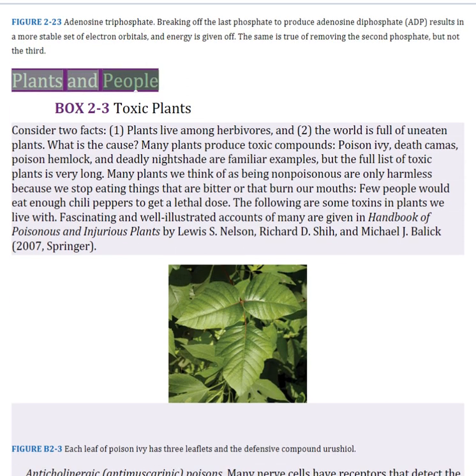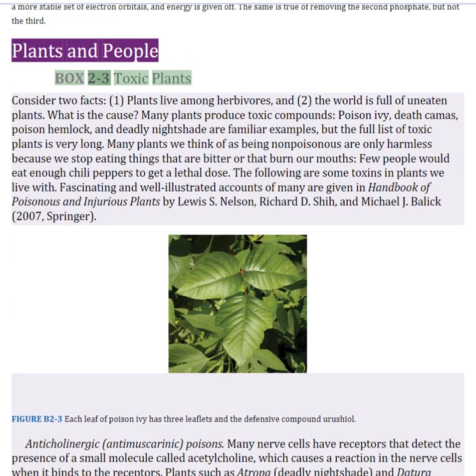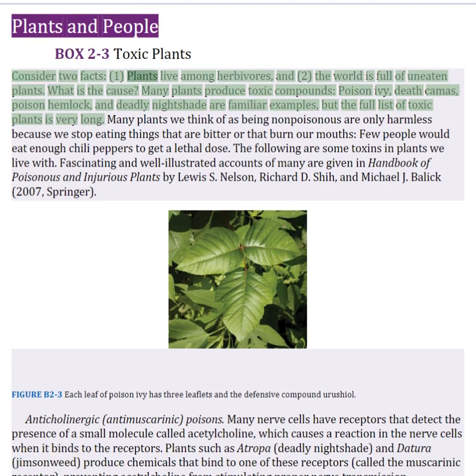Plants and People. Box 2-3: Toxic Plants. Consider 2 facts. Plants live among herbivores, and the world is full of uneaten plants. What is the cause? Many plants produce toxic compounds. Poison ivy, death camas, poison hemlock, and deadly nightshade are familiar examples, but the full list of toxic plants is very long.